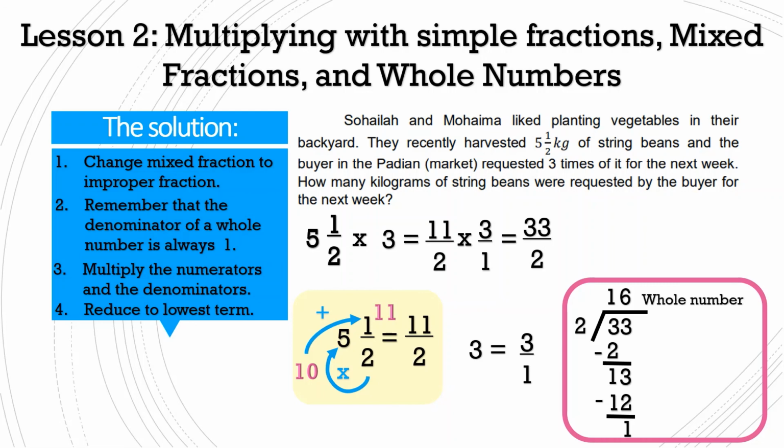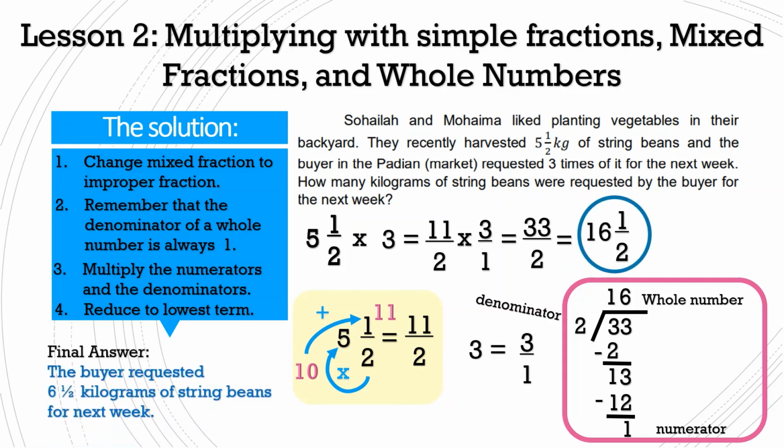Our answer to this division is 16, and 16 will become our whole number. The 1 that we have there as a remainder will become our numerator, and our denominator is 2. So it means that 33 halves is equal to 16 1/2. And this will become your final answer. So you can say the buyer requested 16 1/2 kilograms of string beans for next week.